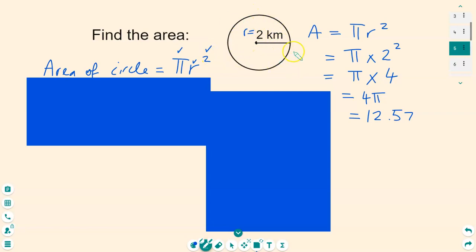Then we need to make sure we give meaning to our answer. We input kilometers and it's finding area, so we should get kilometers squared.